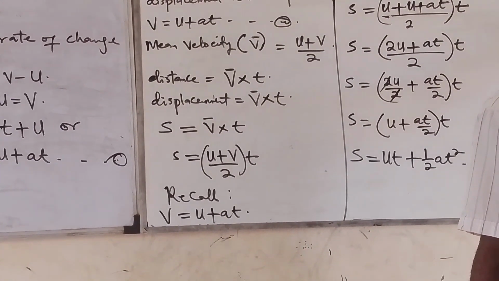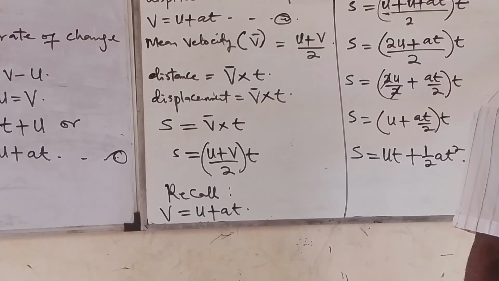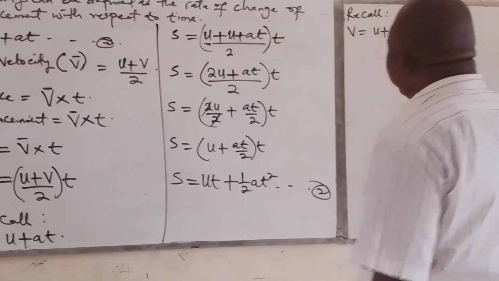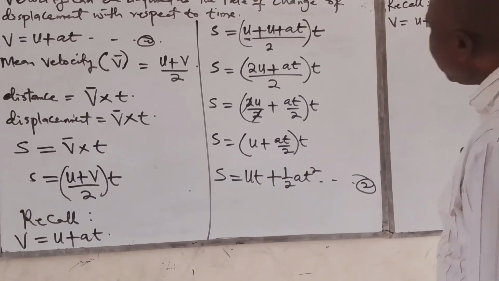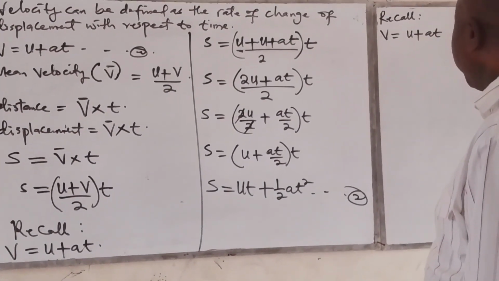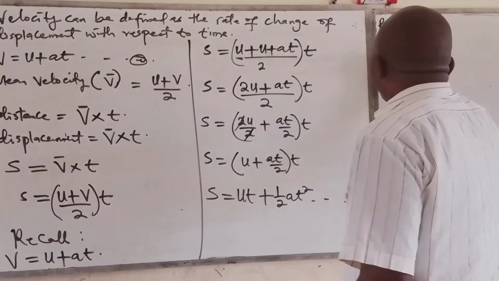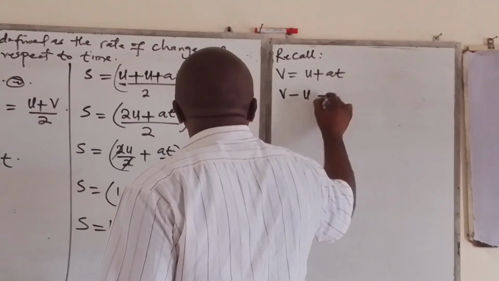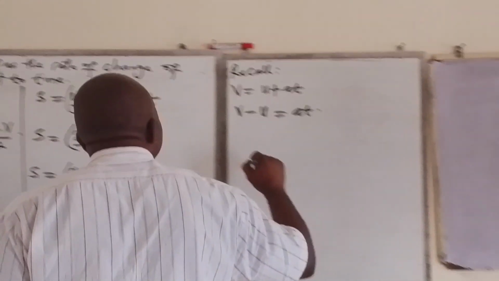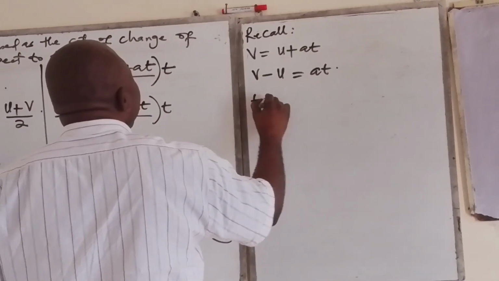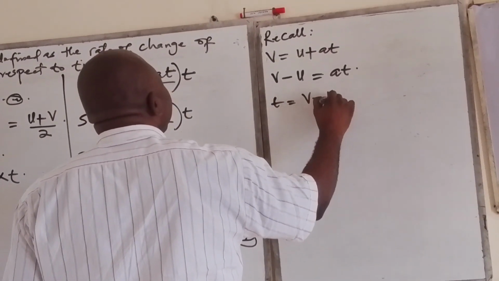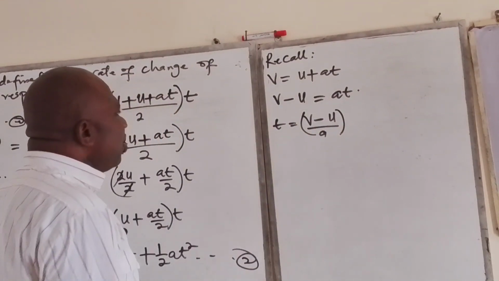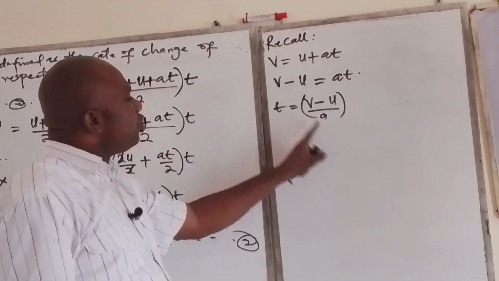Recall, v is equal to u plus 80. Yes, v is equal to u plus 80. So if v is equal to u plus 80, it means our v minus u is equal to 80, and the value of our t will be equal to v minus u all over a. Now let's look at this. The value of our t will be v minus u all over a.